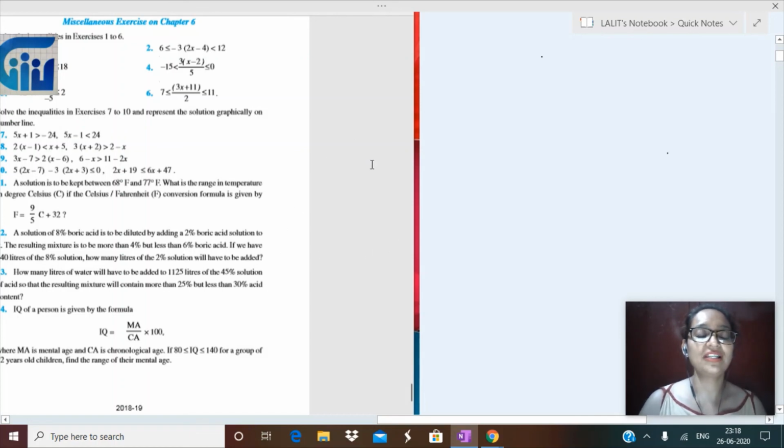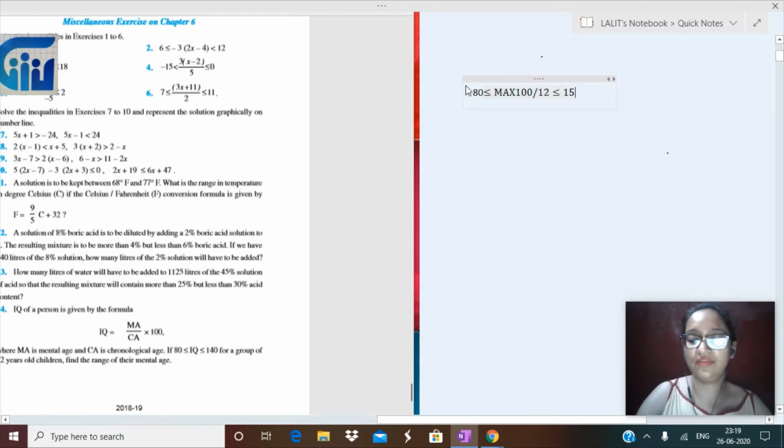So chronological age is given to be 12 years. So we will just write over here, IQ is given between 80, so we can write the formula of IQ, that is MA into 100 upon CA. So CA is 12 over here, right? So again, it is less than or equal to what? 140.